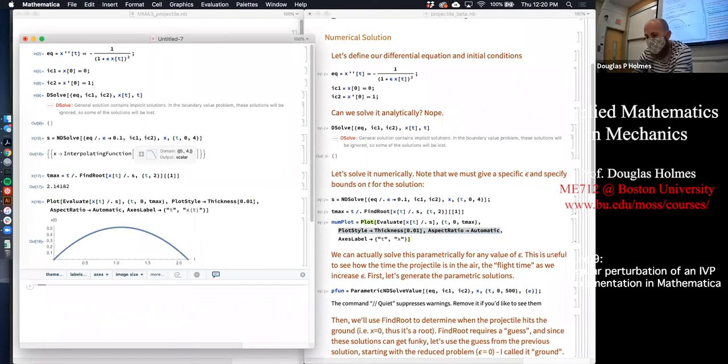So now I have a nice line, x and y labels. So this is my numerical solution. This is the numerical solution to this problem. And there's a lot we can learn. We learned how long the ball went up in the air.